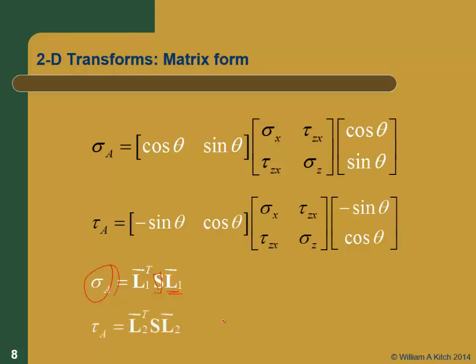And then similarly, I can write that tau A is going to be L2 times the same stress tensor, pre-multiplied by L2 transform. But these are vector forms right now. So all I did was take all that algebra in the previous slides and write it in vector form. Everybody good with that?